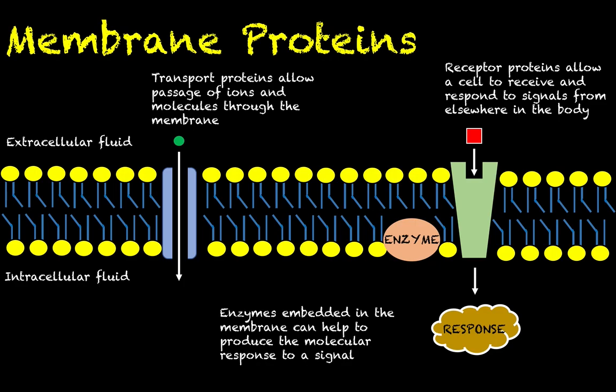And then enzymes you often find embedded in the cell membrane. We've obviously talked ad nauseam about enzymes already. Enzymes embedded in the cell membrane can help produce a molecular response to a signal. So you can see here a substrate that is available in the intracellular fluid. When this enzyme that's in the membrane becomes activated, it can start converting it into product.